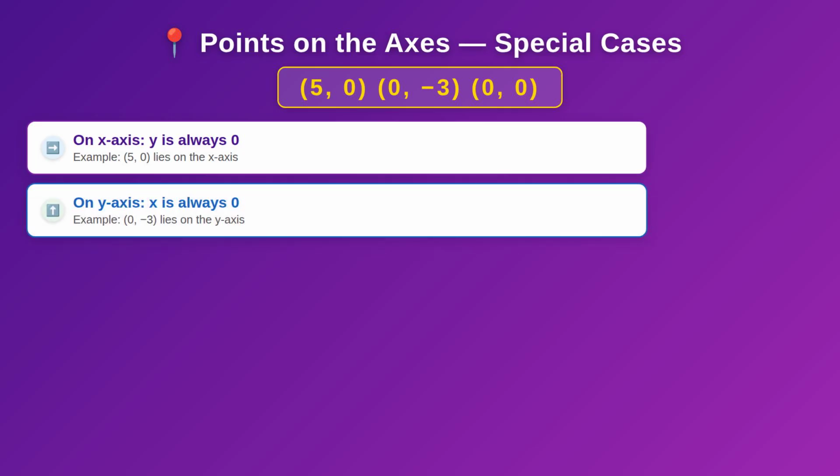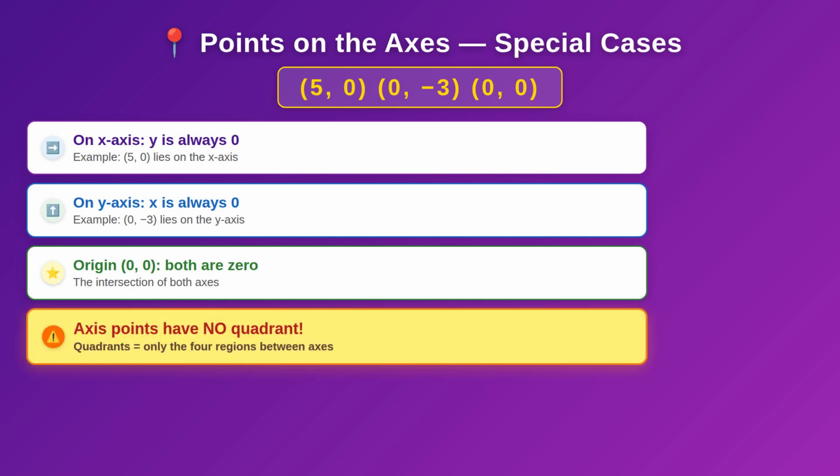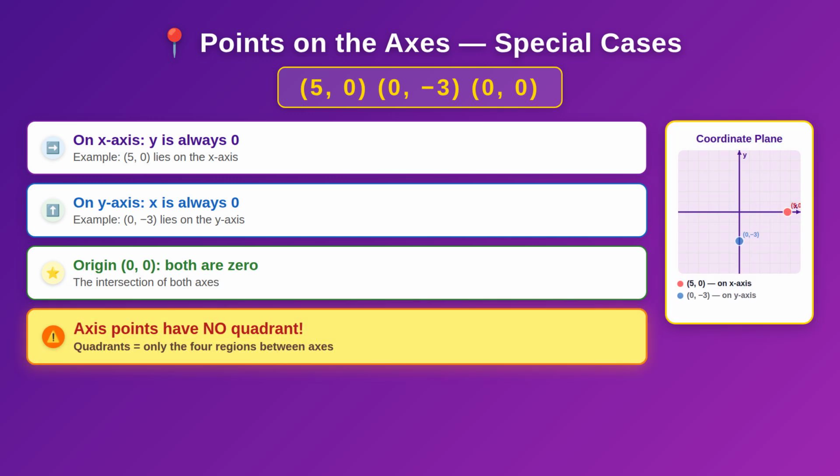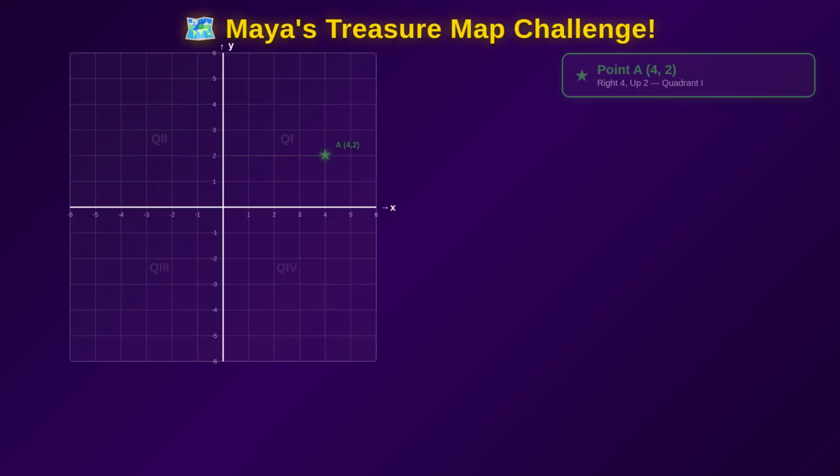Here's a sneaky special case Maya almost missed on her homework. What happens when a point sits right on one of the axes? If a point is on the x-axis, the y value is always 0, like the point (5, 0). If a point is on the y-axis, the x value is always 0, like (0, -3), and the origin itself is (0, 0). Here's the tricky part. Points on the axes are not in any quadrant. Quadrants are only the 4 regions between the axes. Watch out for that on your next test.